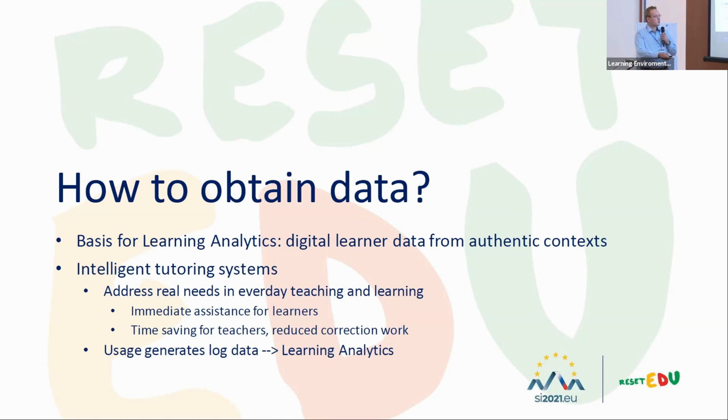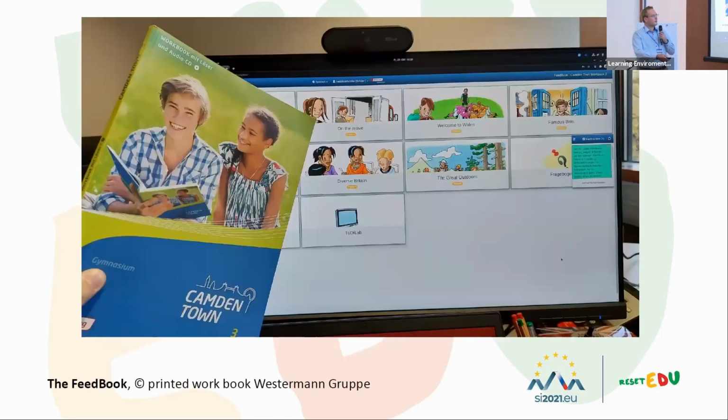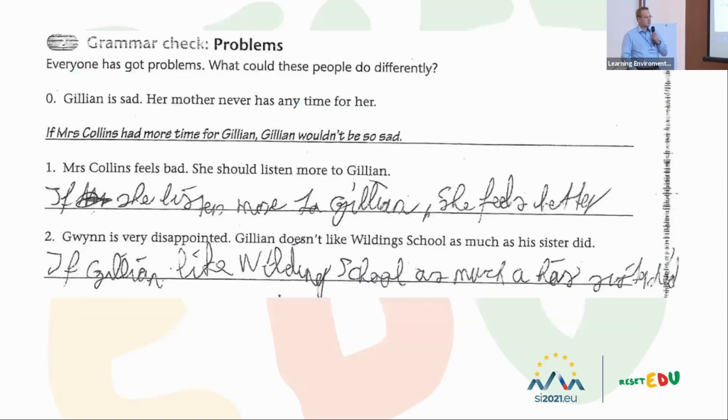So let's make this concrete. This is what we did. So we went from a printed school book here to a web platform, the so-called FeedBook, where we put the exercises from here into the web app and offered this direct feedback there. Here's an example to illustrate why we are doing this.